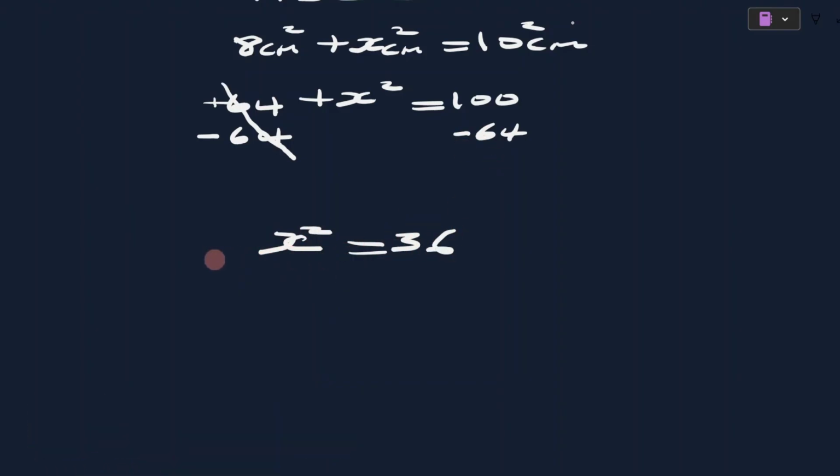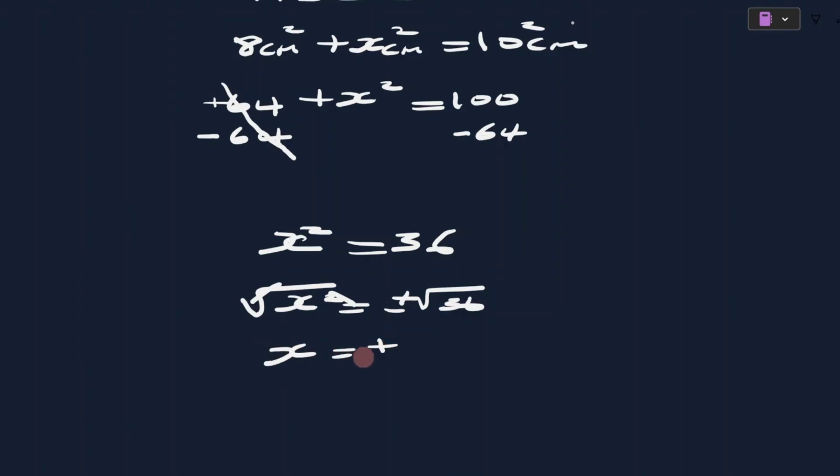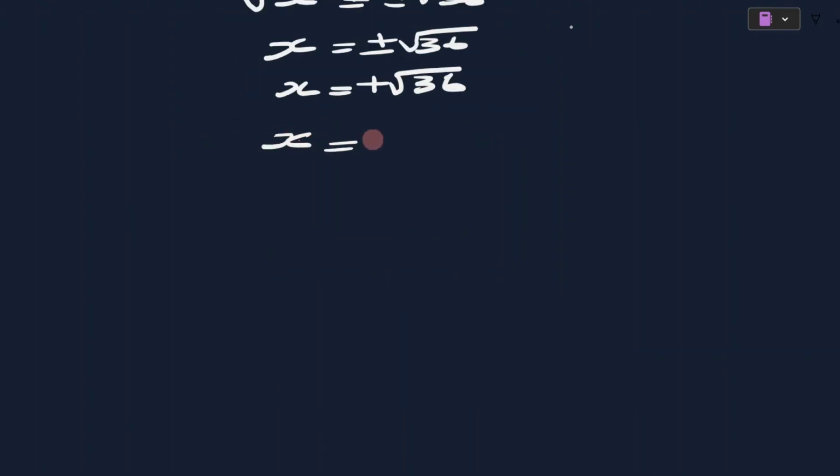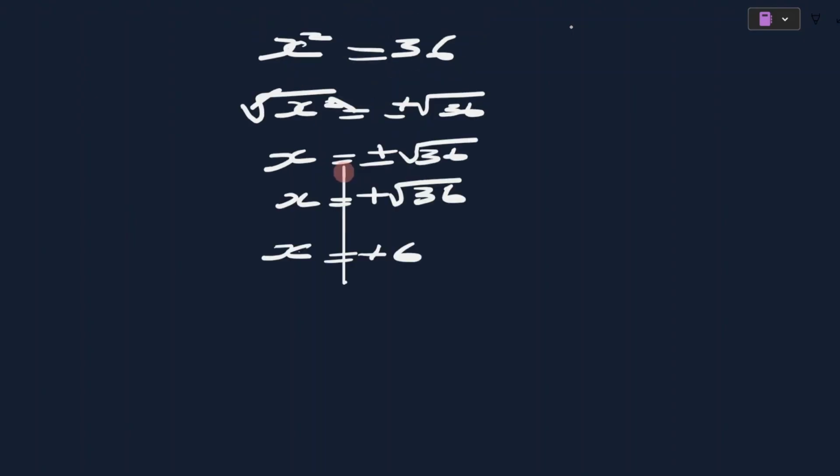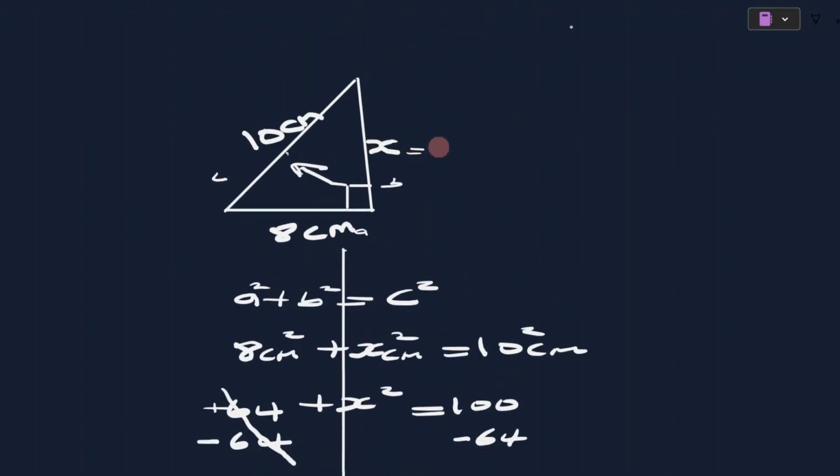So if we take the square root of both sides, we now have S squared to be the square root of S squared. We now take the positive and negative square root of 36. This square root will cancel out this, and we now have the value of S to be positive and negative square root of 36. But because we are working with the sides of this right angle triangle, we have to remove the negative sign. Therefore, S will now be the positive square root of 36. The value of S will now be equal to positive 6. So it means that the length here is equal to 6.